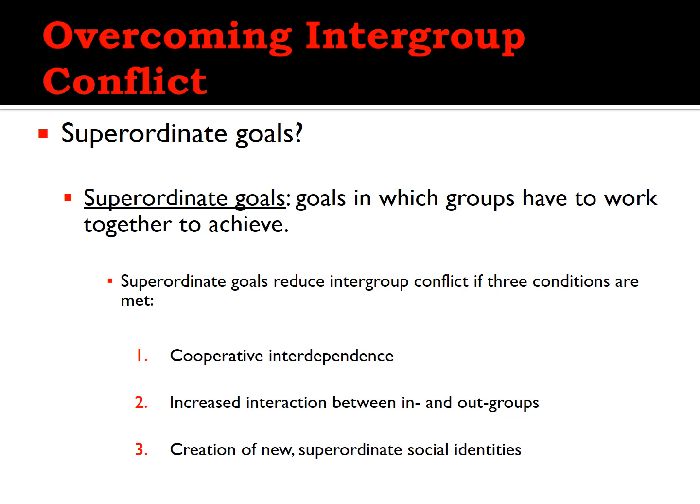Third, superordinate goals work to reduce intergroup conflict by creating new superordinate social identities. The creation of a superordinate social identity helps destroy the previous distinctions that existed between in-groups and out-groups.